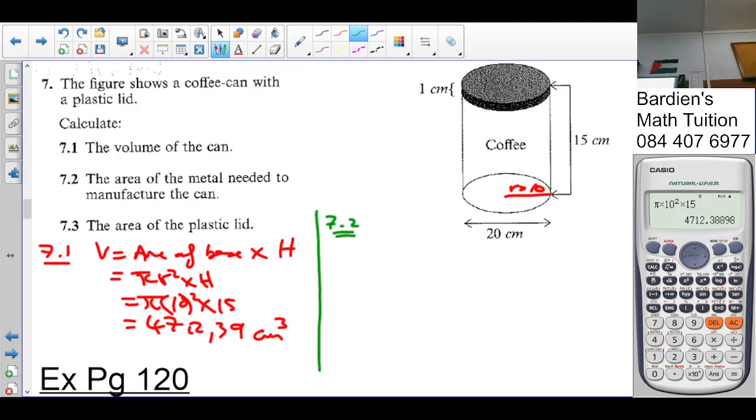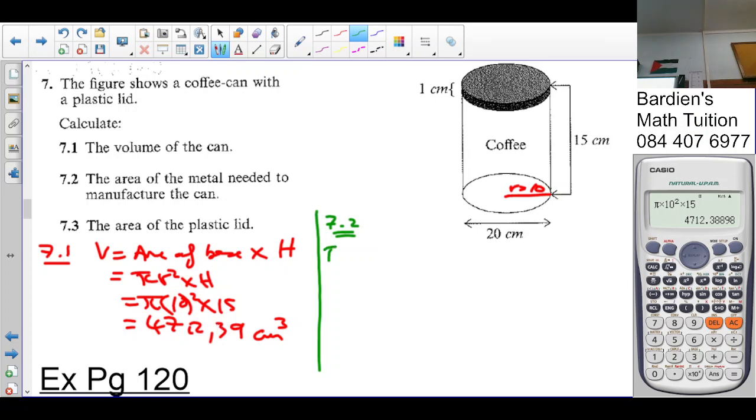7.2. The area of the metal needed to manufacture the can. Okay? So am I going to include that 15 now? Yes. Now I'm sure under that lid, the lid must be screwed onto something. So that is why they still have that 15. Okay.